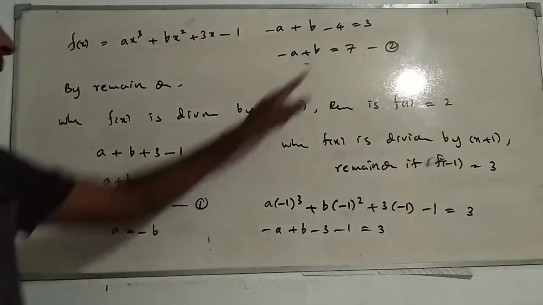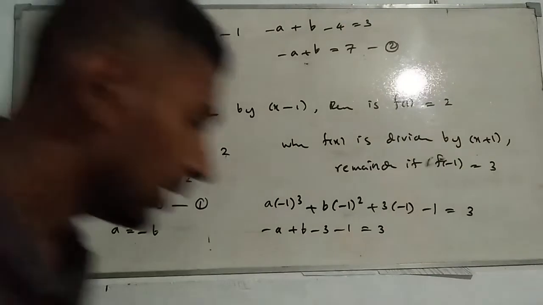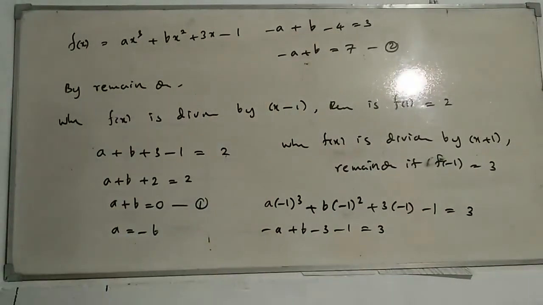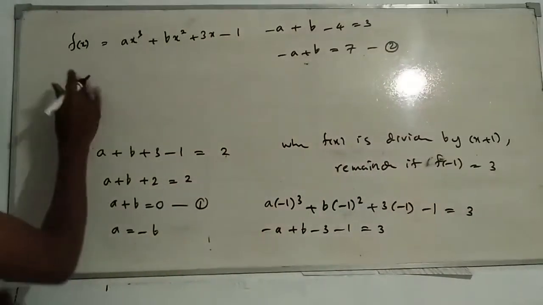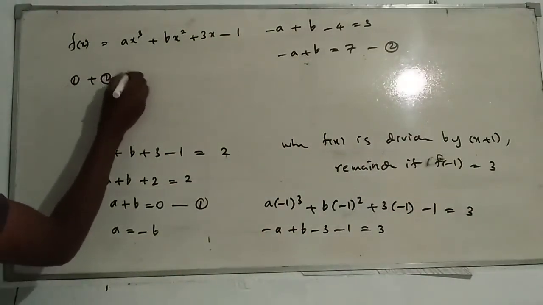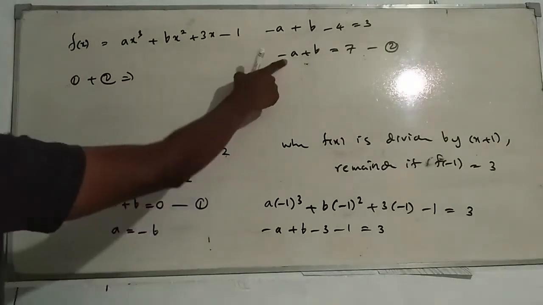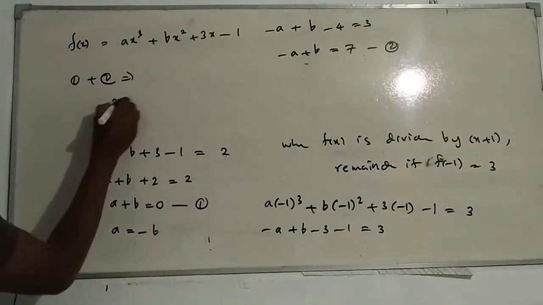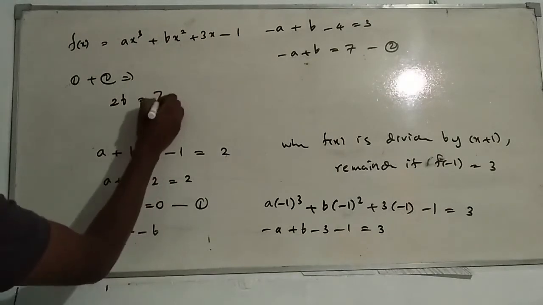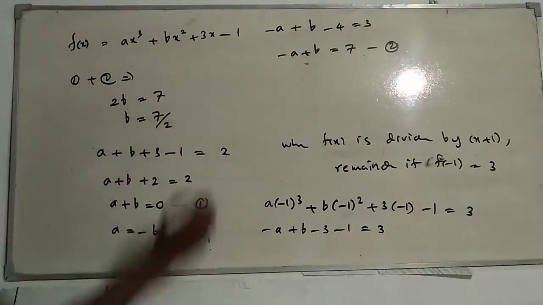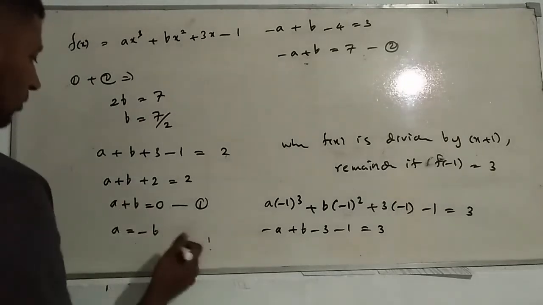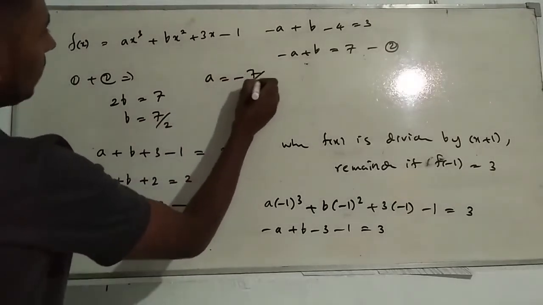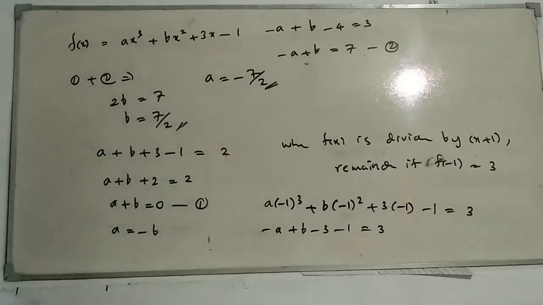So I can add these two equations and by solving them I can find a and b, right? So 1 plus 2. Those a and minus a cancel, then 2b is equal to 7. So b is equal to 7 over 2. A is equal to minus b, I know that from the first equation, so I can write a is equal to minus 7 over 2. So those are the two values of a and b, right?